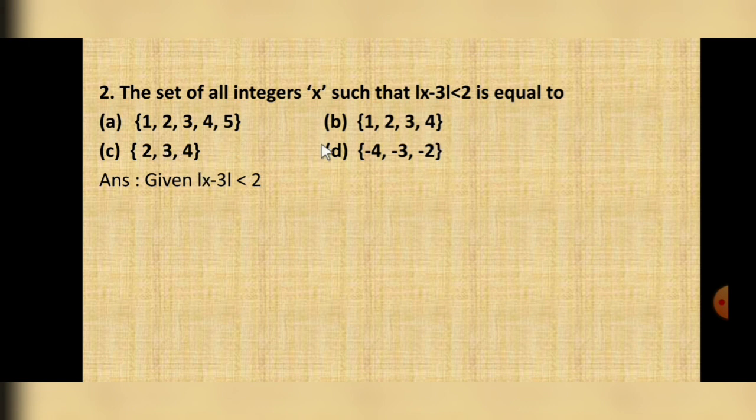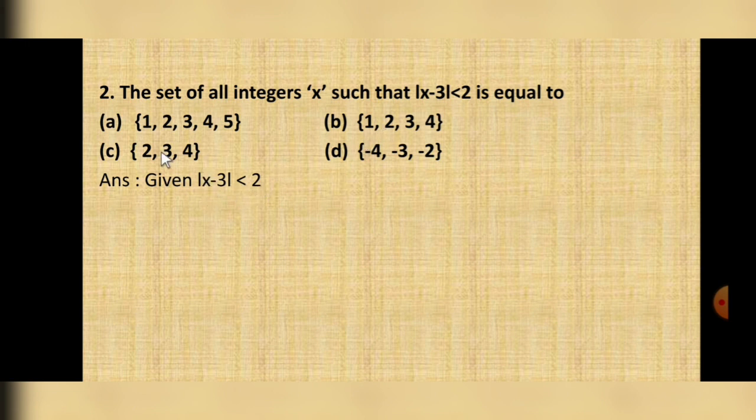You can substitute 1 first here. If we substitute x equal to 1 here, 1 minus 3 will get minus 2, mod of minus 2 is plus 2. But here the condition is that the number should be less than 2. If we substitute x equal to 1, we will get 2 as the answer, but this 2 is not less than 2. So we can't substitute 1 here.